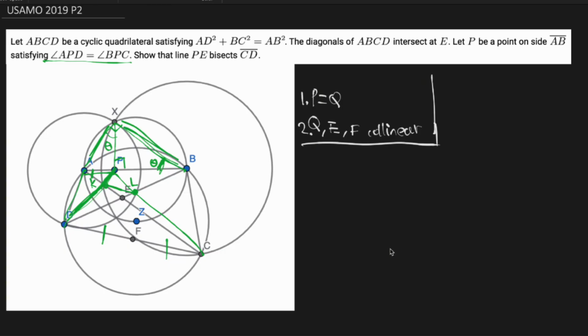In summary, we have shown that P equals Q and QEF are collinear, so indeed our PE bisects CD is true. And the most important takeaway for this problem is to guess at what this point P might be, because P is defined as such that these two angles are the same, but that doesn't really give us much to work with. Instead, we guess that P actually lies on this line, and we prove that, so we have more to work with.